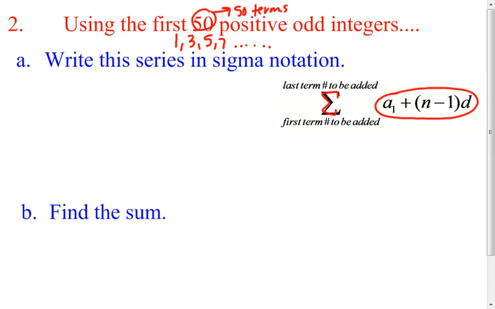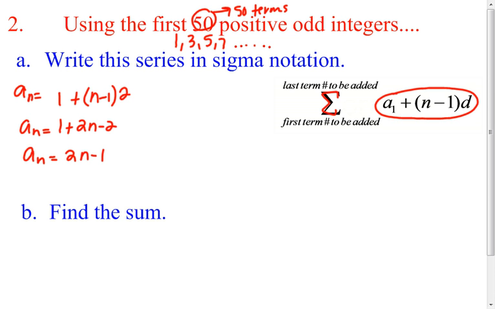Okay, so in this case, an would be a1, and the first term is 1, plus, I'm not going to put a number in for n right now, and then 2. Okay, all I'm trying to do is simplify that formula with this specific information. So in this case, the first term is 1. When I distribute that 2, I get 2n minus 2. So I get an equals 2n minus 1.